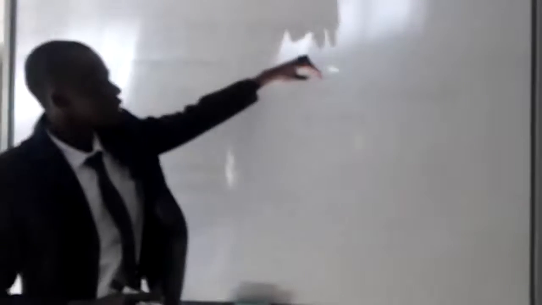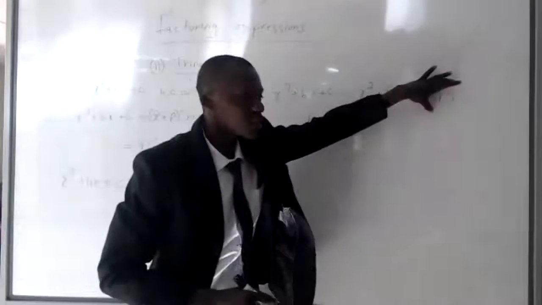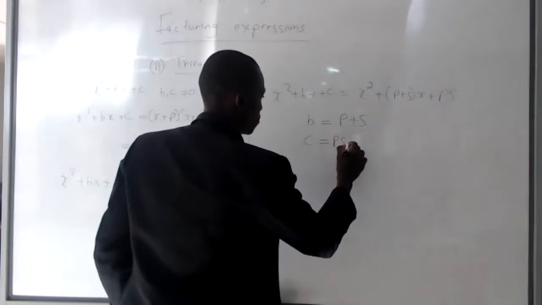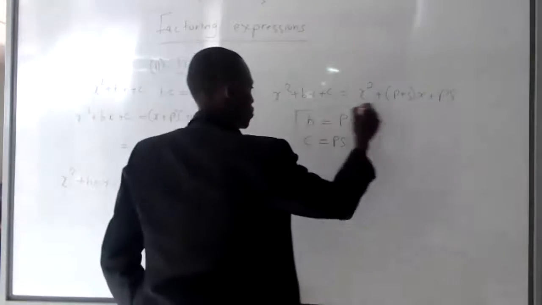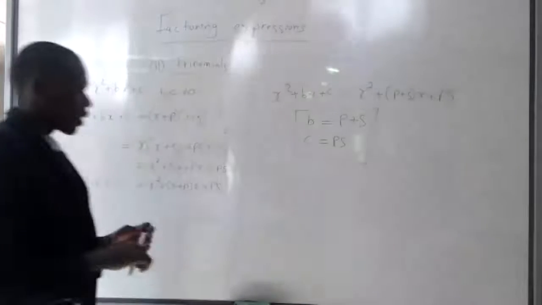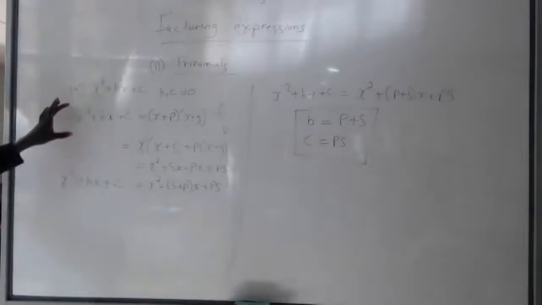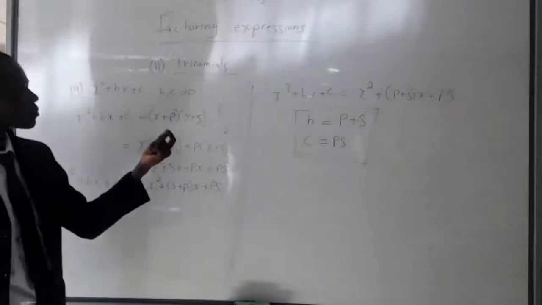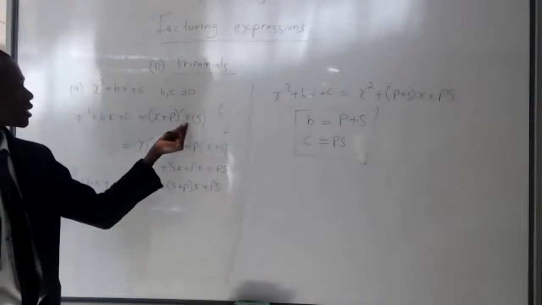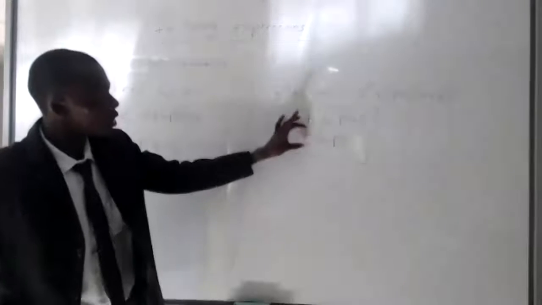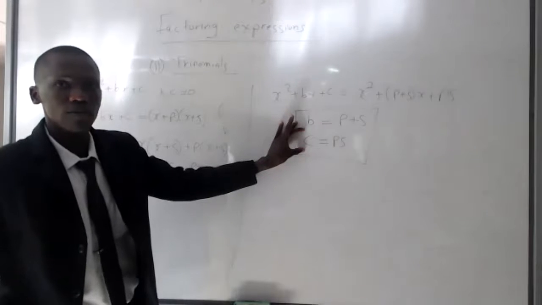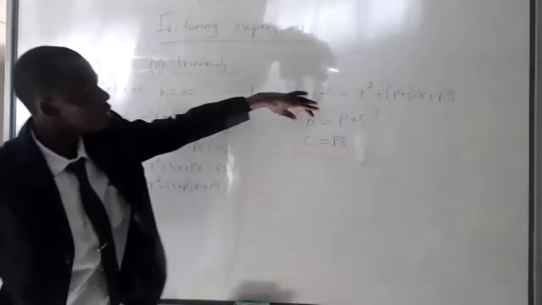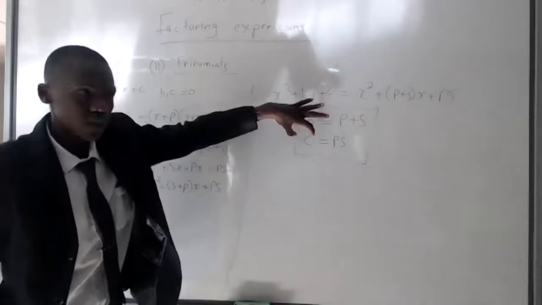The constant term on this side is c. The constant term on the other side is ps. So c must be equal to ps. This is what you must remember. If you are to factorize a trinomial of the form x squared plus bx plus c, simply look for two numbers p and s whose sum is b and product is c.